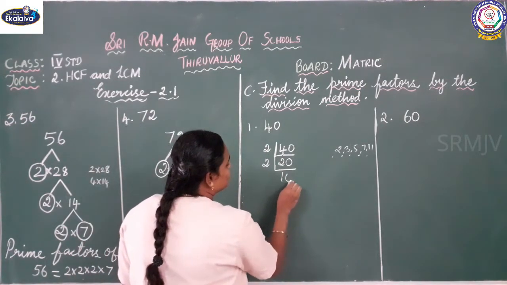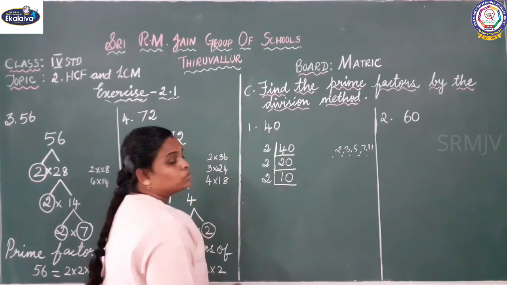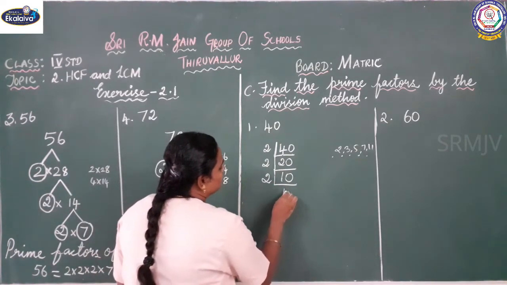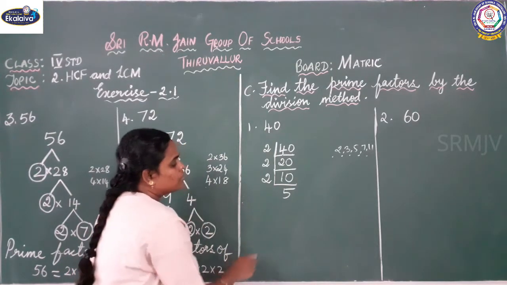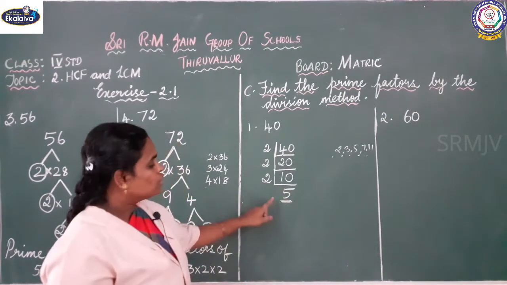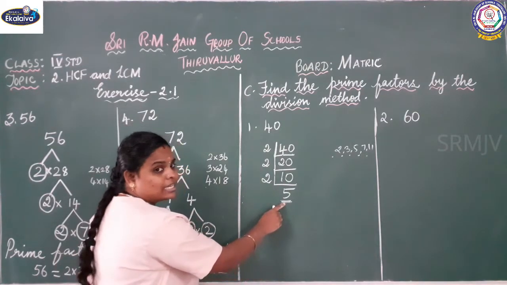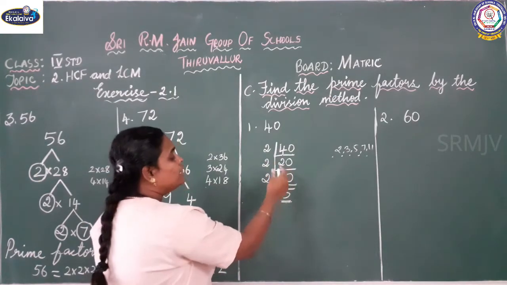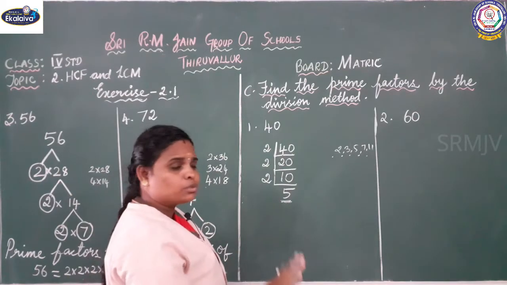So 2 10s are 20. Next we are taking the 2 table, so 2 5s are 10. 10, how many times in the 2 table? 2 5s are 10. So that's all. 5, listen, here 5 is a prime number, so when you get a prime number you stop, because 5 is prime. 20 is a composite number, so we divide again. 10 is a composite number, so we divide again. But 5 is a prime number, so we can stop.